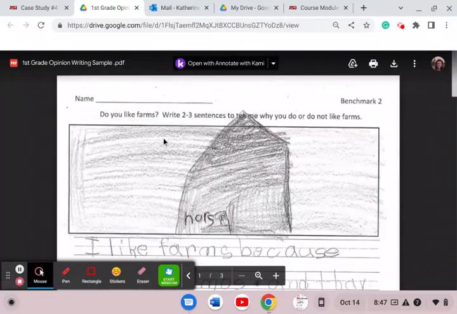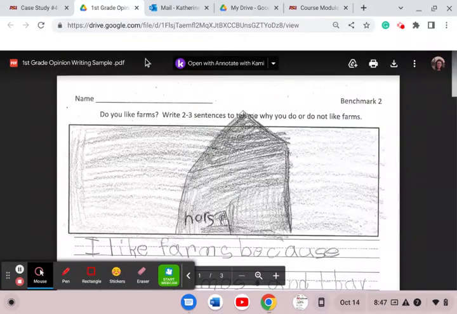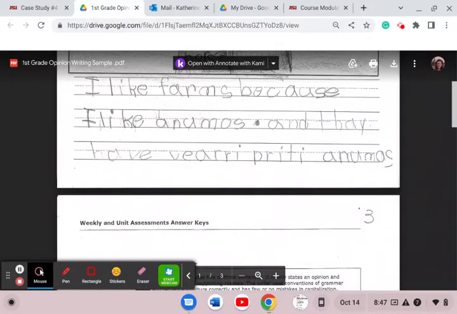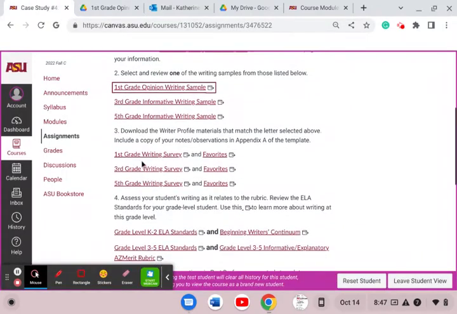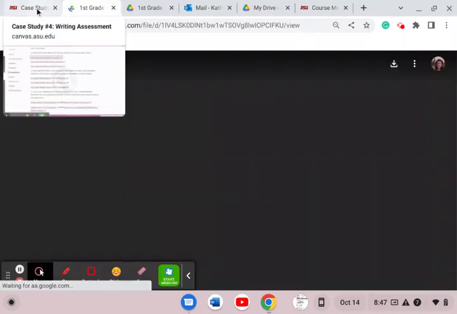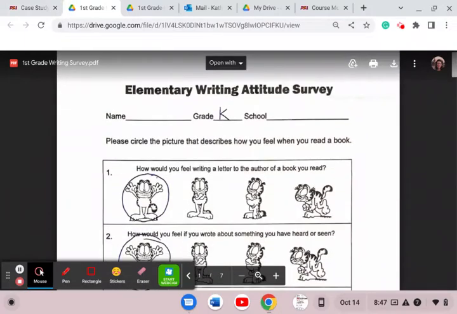So I'm going to stick with first grade, and you can see the first one is a writing sample. So the first example you'll get for all the grades is a writing sample. The writing sample obviously has the writing sample and then the assessment answer. So this one is scored. And then you have the writing survey. And so remember this attitude survey? This one's already filled out for you.